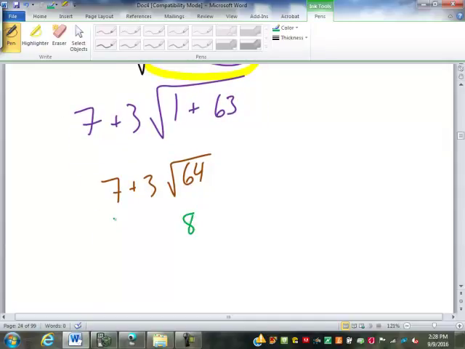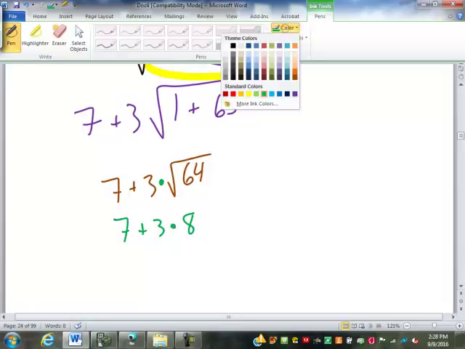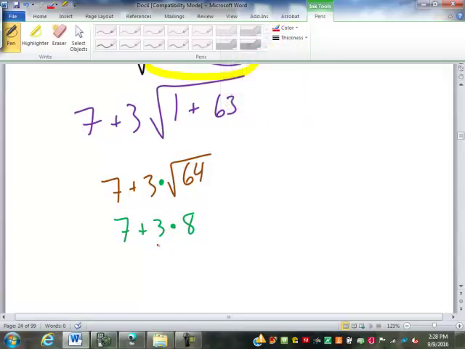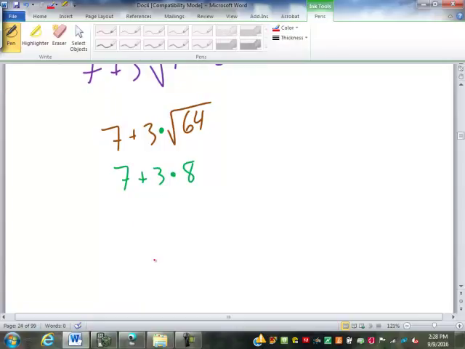8, perfect. Just like the parentheses, though, we had the number in front with no operation. That implies multiplication, so I have to put that in there. So we have 7 plus 3 times 8, sorry. 3 times 8 makes what? 24. And 7 plus 24 is 31. Perfect. Okay.